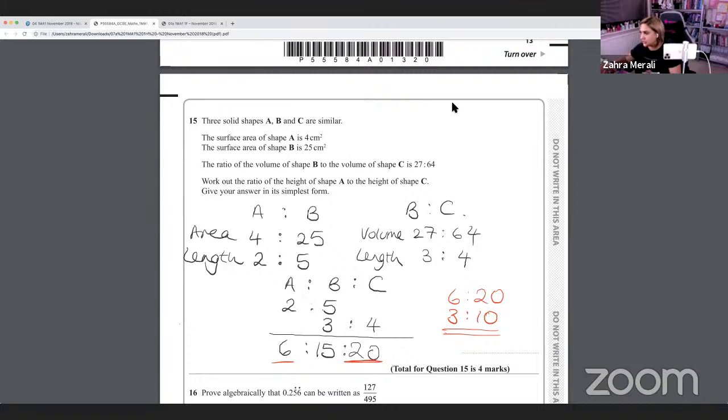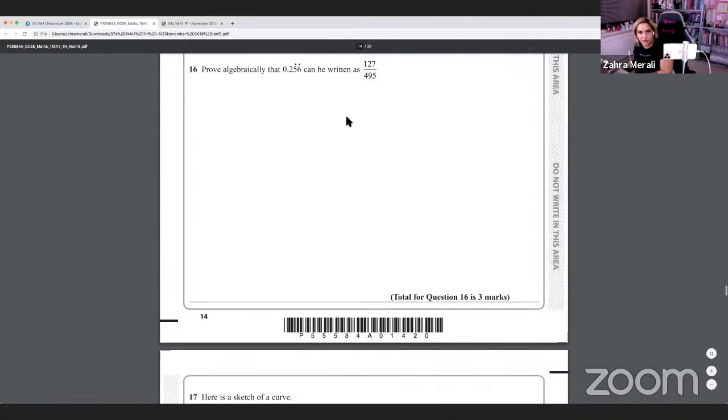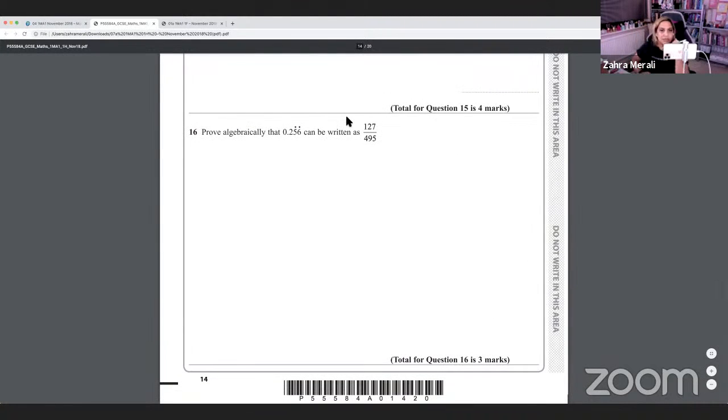Right, next, question 16. Let's scroll it up. It's too far. So we've got recurring. And if you notice, the dot is only on the 5 and the 6. So we're going to let X, or N, depending on what letter you've learned, it doesn't really matter, equal 0.525656565, because that's where the dots are.